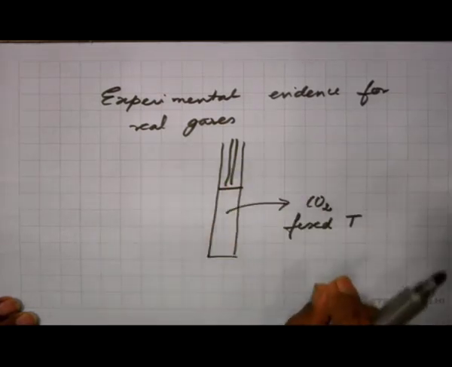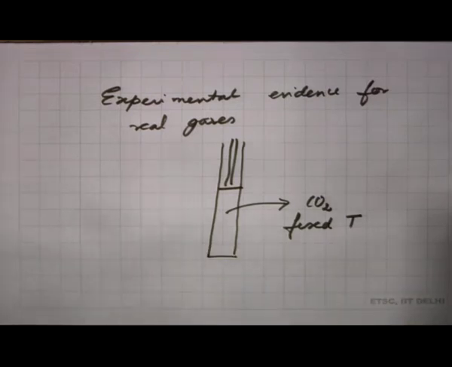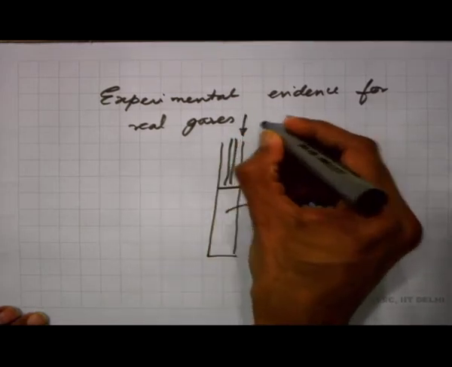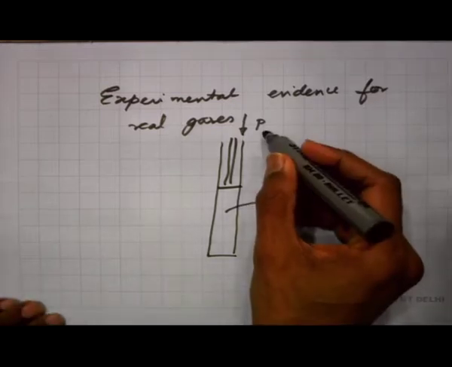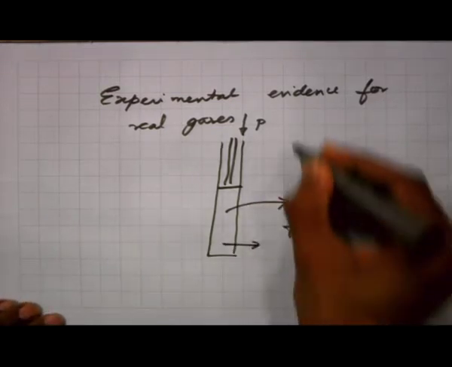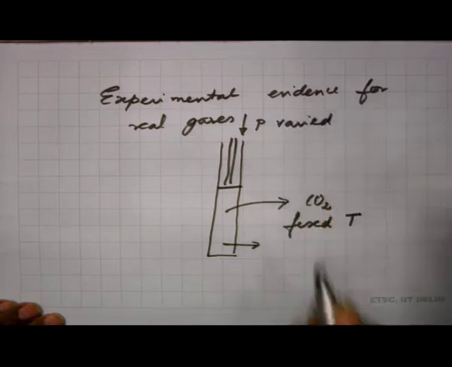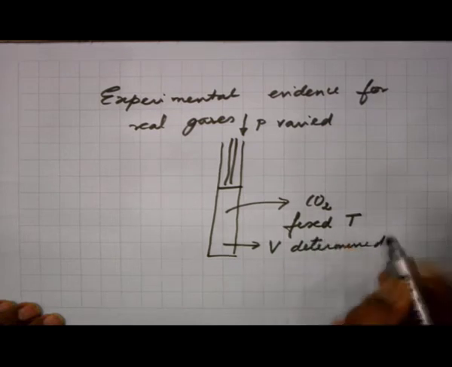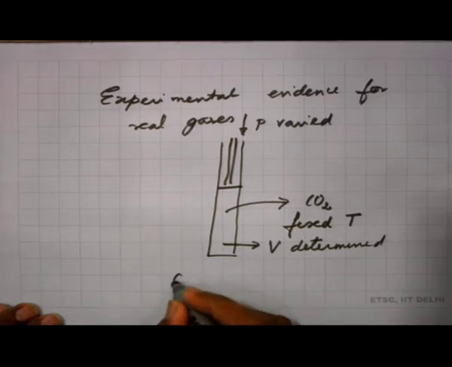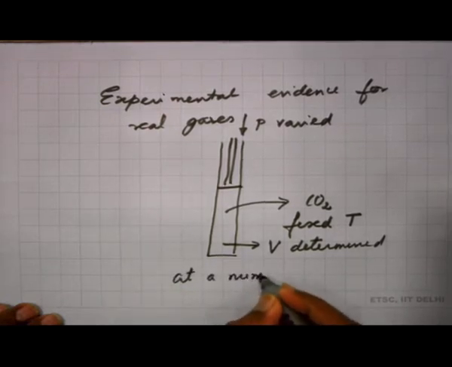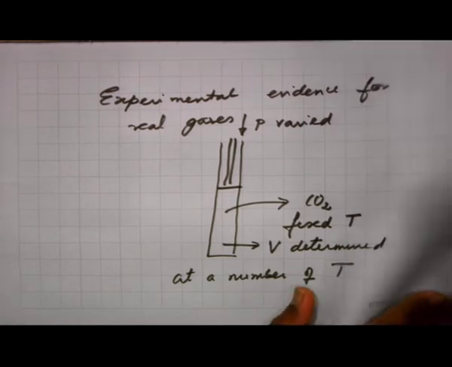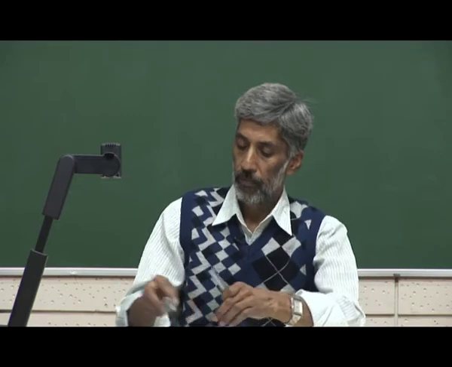So, you take the capillary or whatever the container in which you have your carbon dioxide gas, put it into a thermostat, and then you apply pressure on top of this. You vary the pressure P and the volume V is determined, and you do this at a number of temperatures. And for each temperature you will plot the PV graph.